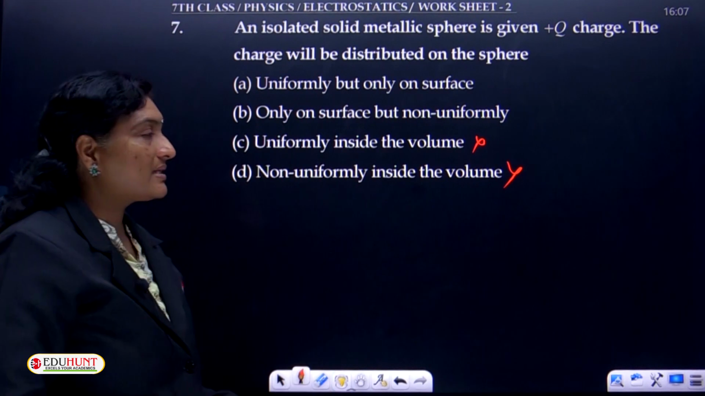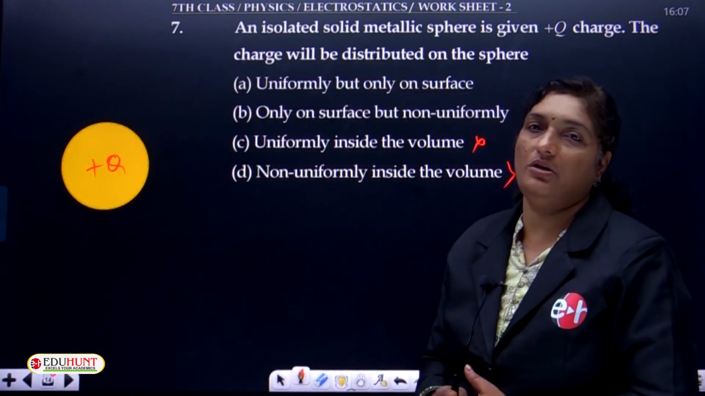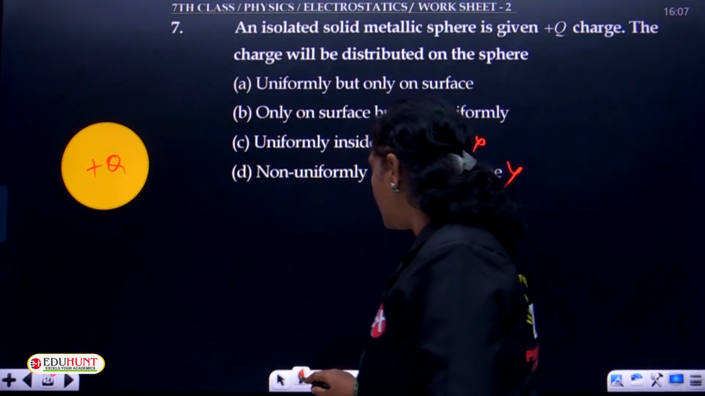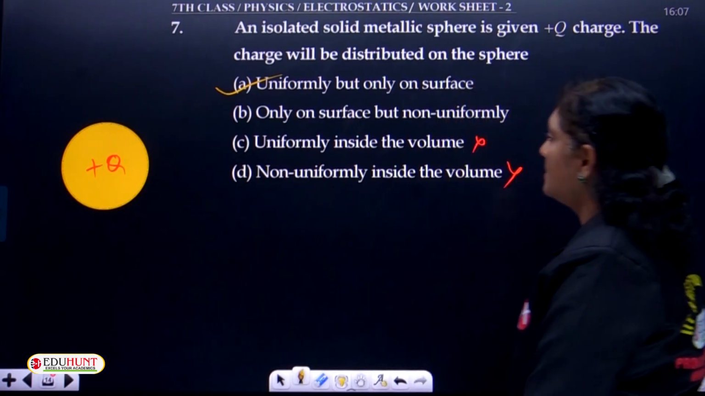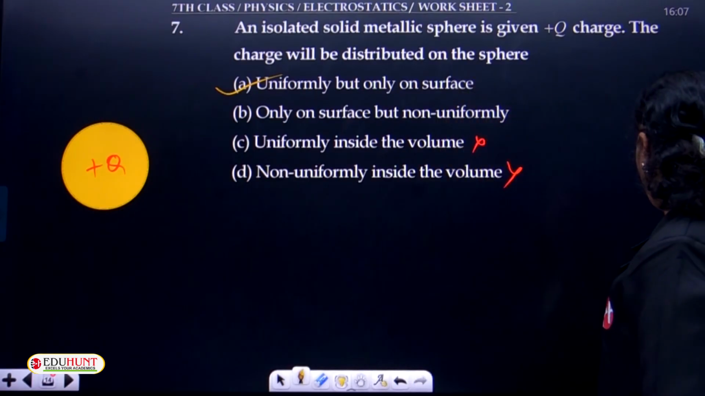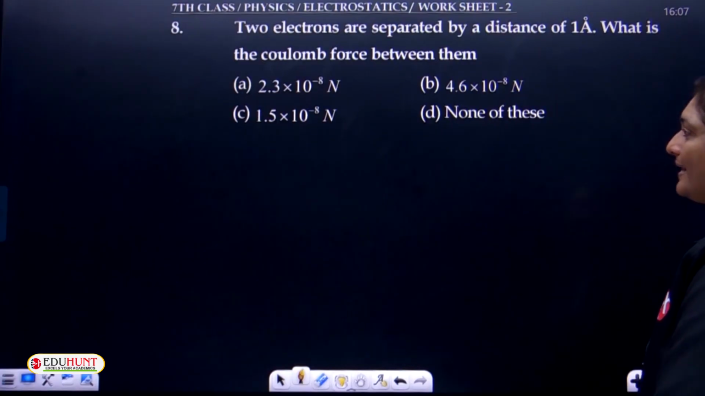Now, it was asked whether it is distributed uniformly over the surface or non-uniformly. No doubt, the charge is always distributed uniformly on the surface. Hence, the first option must be true. Simple. Moving to the next question, the eighth one.